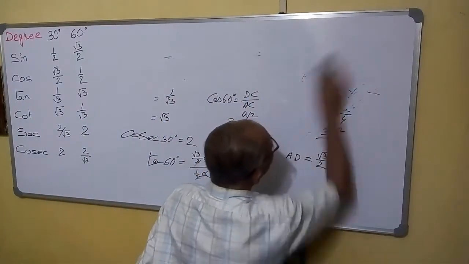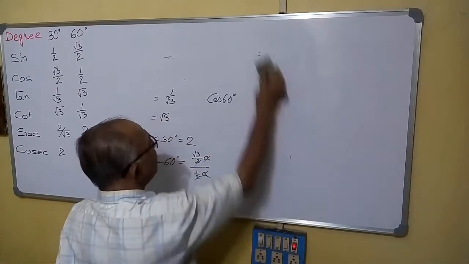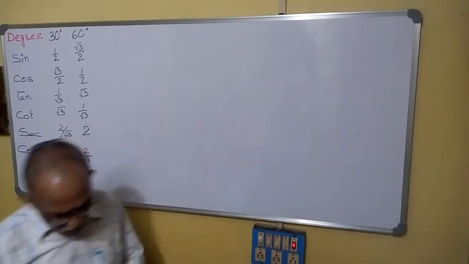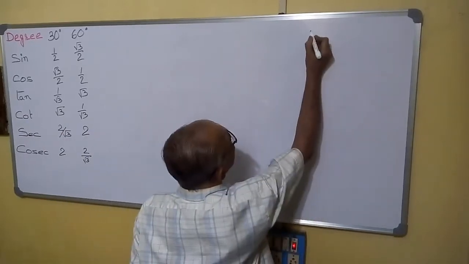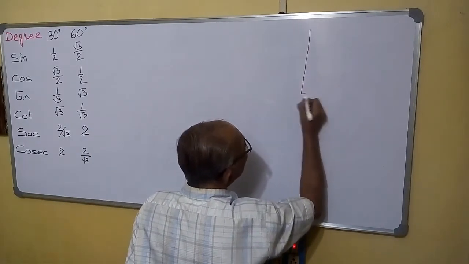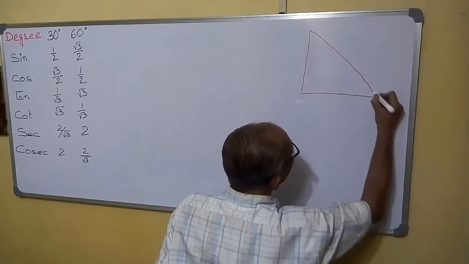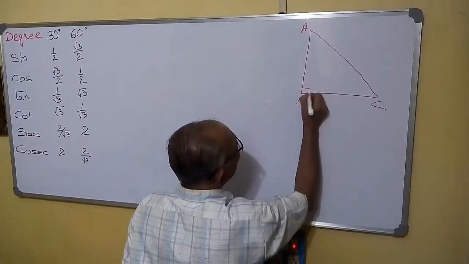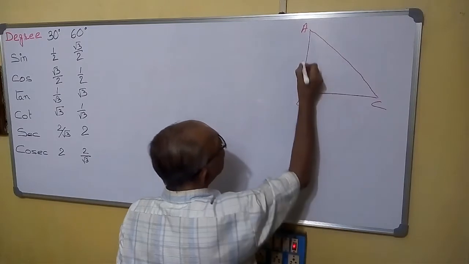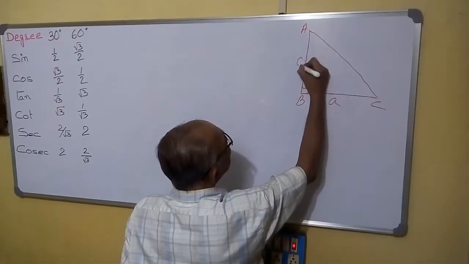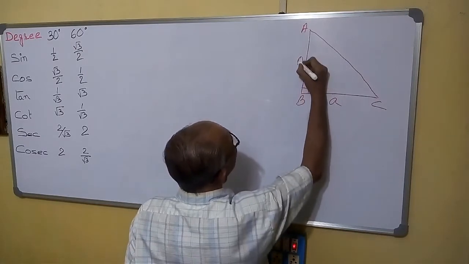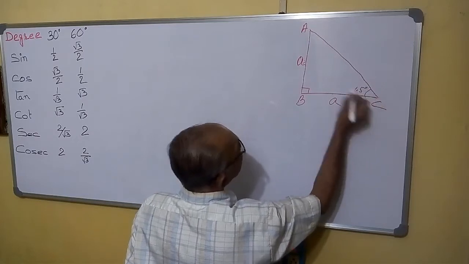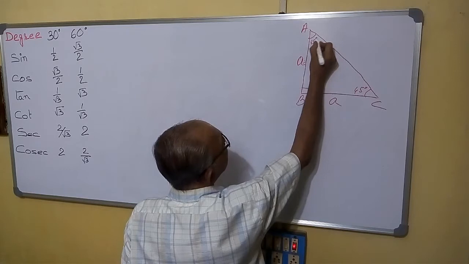Now, we will show you 45 degree. For 45 degree, I am drawing a triangle. Let us assume it is a right angle isosceles triangle. Isosceles triangle means this side and this side are equal, and so obviously these two angles will also be equal. So each angle will be 45 degree. This one as well as this one is 45 degree.